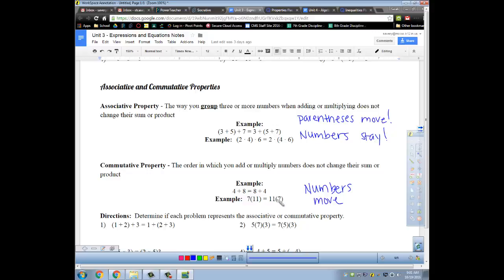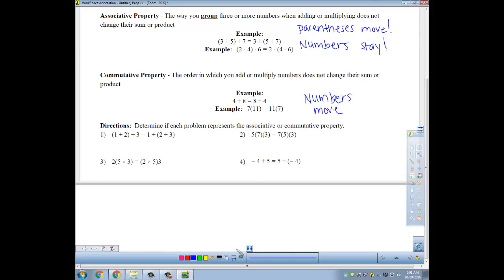If you notice with this second example, it does have parentheses, but that's just to tell us that it's multiplication. But the parentheses actually stay in the same spot. They're around the second number. So for the first four examples, we're just going to say which property we are using.